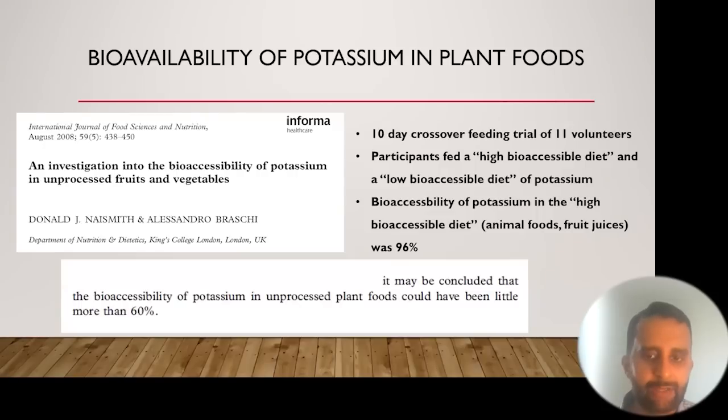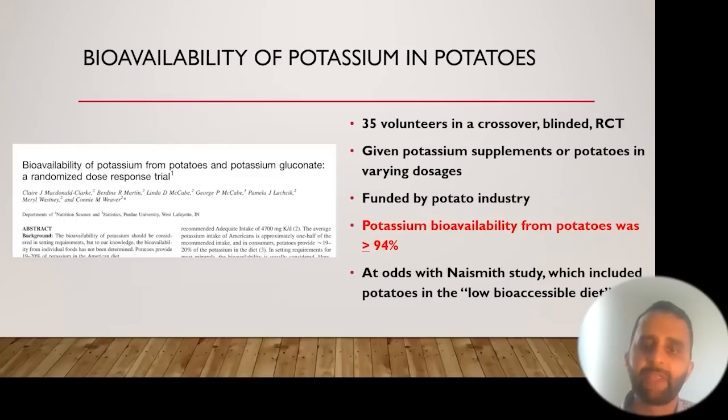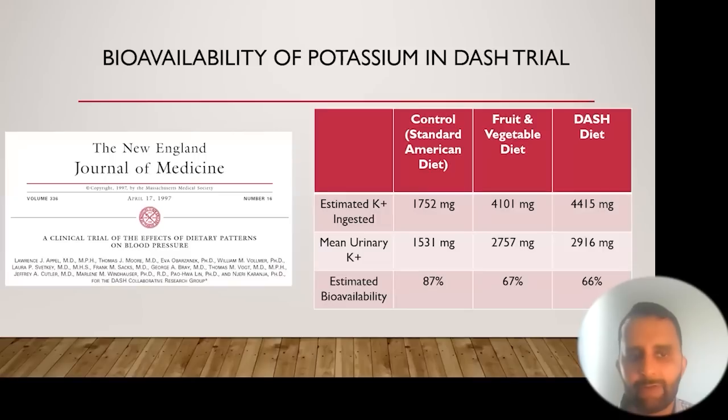It's interesting that they write a little more than 60%, because when I went back to look at other studies that have looked at this, I got a very similar number. The only study that stuck out as an outlier was the study on potatoes, which gave a number of 94% and is at odds with the rest of the literature. I only provide it to give a complete picture of the evidence out there, so we still have to figure out why this is for potatoes. But the remainder of the studies have looked at bioavailability of potassium from plant foods.